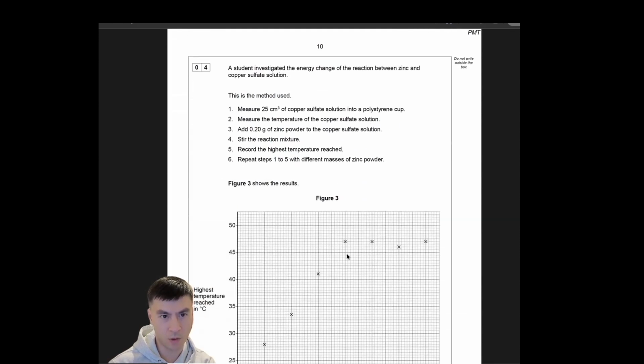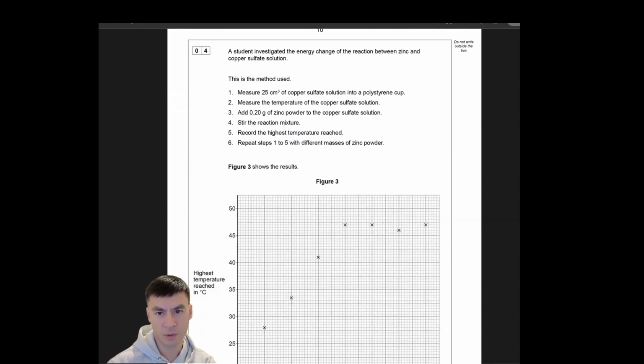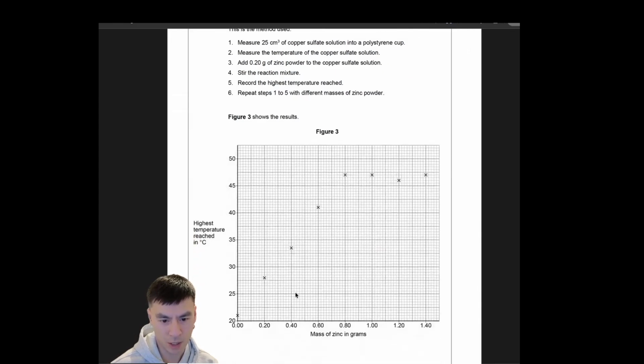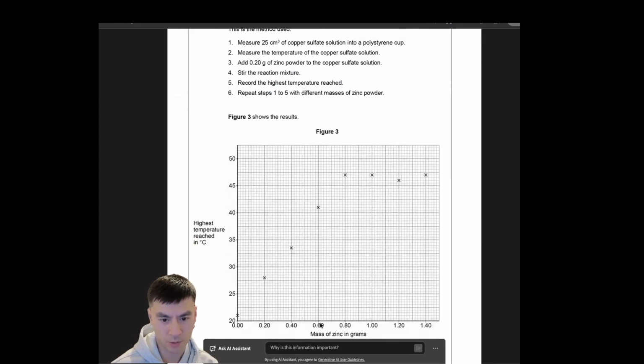Question 4. Students investigate the energy change of the reaction between zinc and copper sulfate solution. I don't know if your school has done this: put blue copper sulfate solution in a white polystyrene cup, then add a little zinc powder and keep stirring, and you see it gets hotter and hotter. The method is the same as before, then record the temperature change. Then repeat the steps with different masses of zinc, starting at 0.2, 0.4, 0.6, 0.8, 1, 1.2 and 1.4.